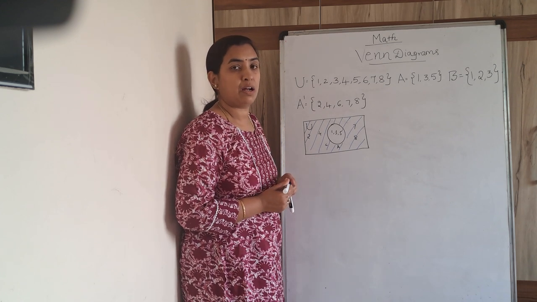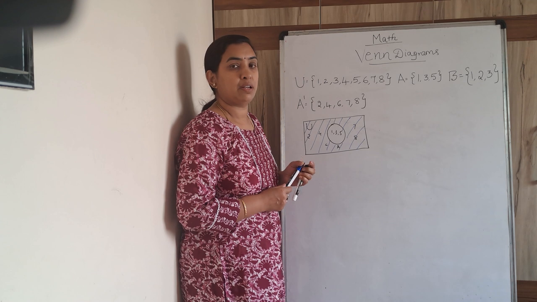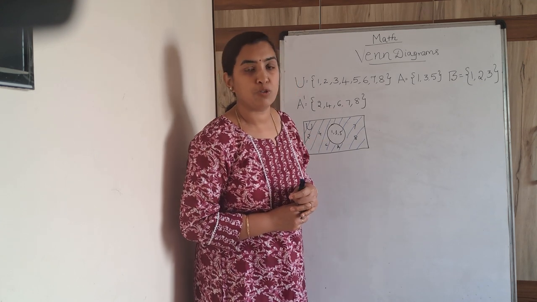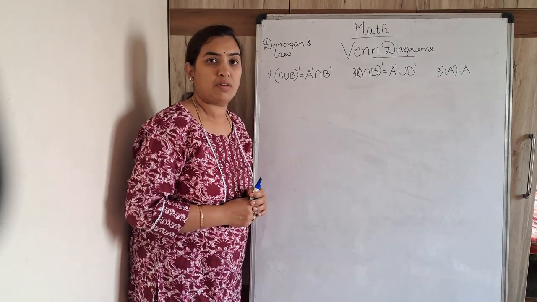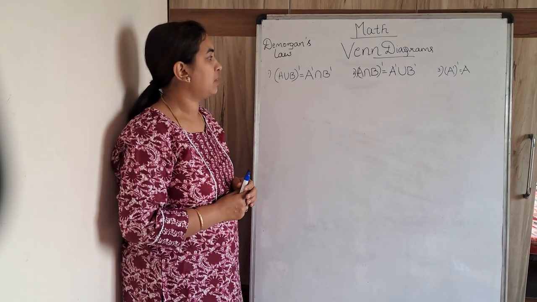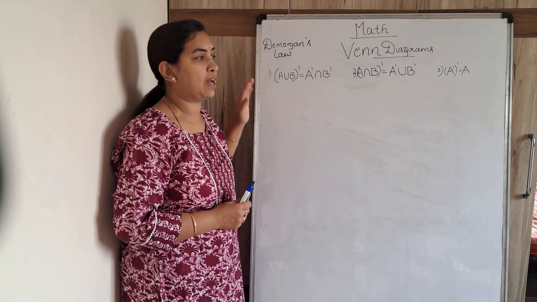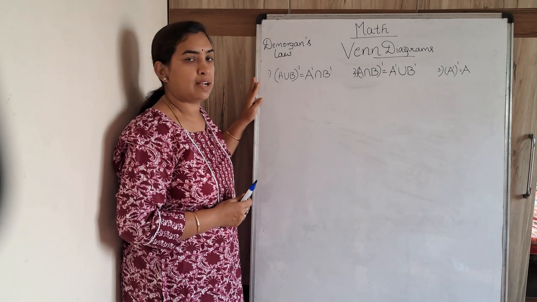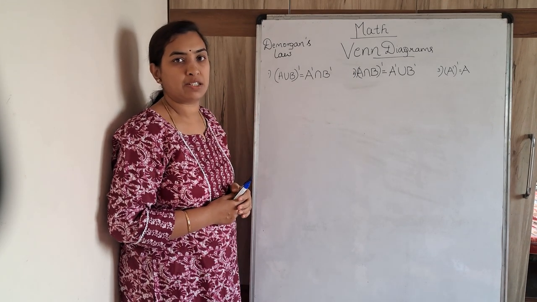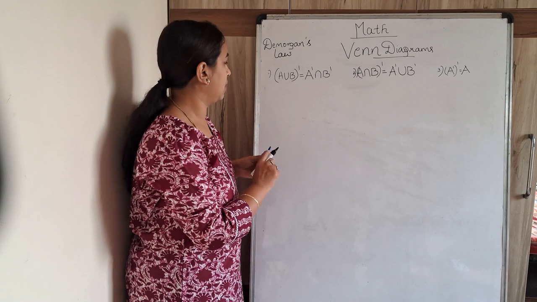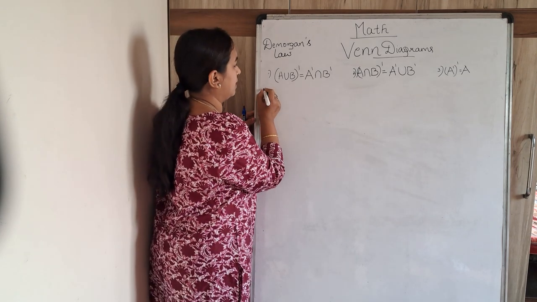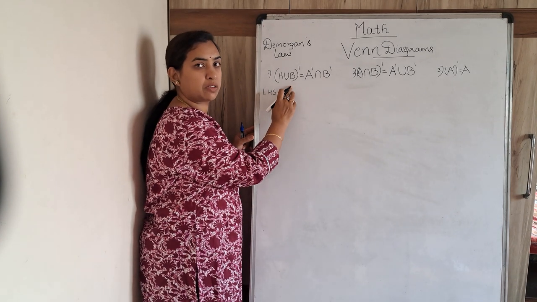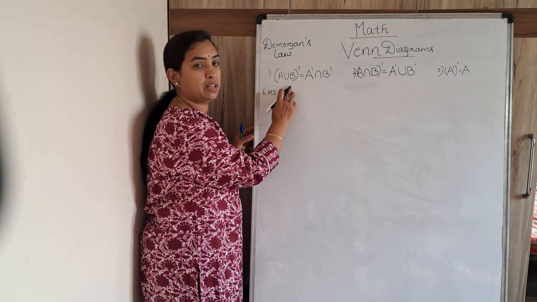Next we will be learning how to represent De Morgan's laws, the three laws which I told you about in the previous video, using a Venn diagram. We will learn how to prove De Morgan's law with the help of a Venn diagram. For the first law, which states that (A union B) whole dash is equal to A dash intersection B dash, first we will write down the Venn diagram for the LHS, that is (A union B) whole dash. Before finding (A union B) whole dash, first we need to write down the Venn diagram to represent A union B.